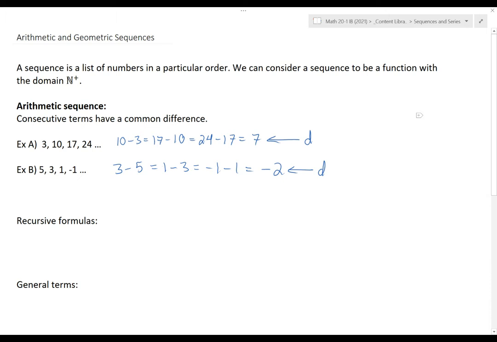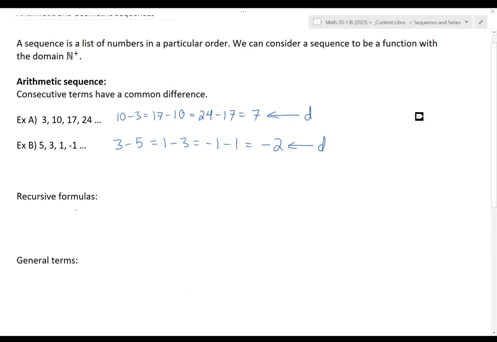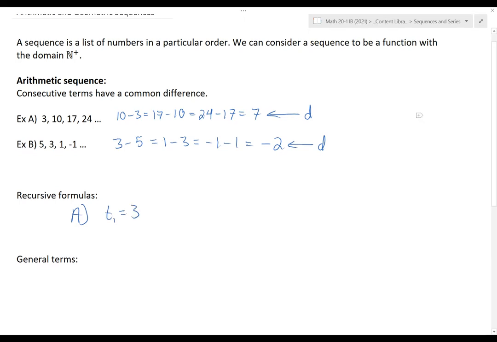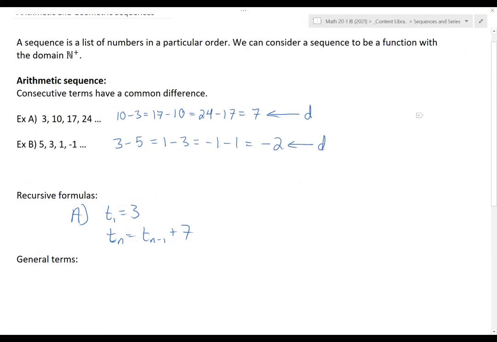There are two different ways of expressing an arithmetic sequence in a formula. The recursive formula depends on the term before, and it requires two parts. So for example A, I have to say the first term. The first term is 3. And then I give you the rule for getting a term from the previous term. So Tn is Tn minus 1 plus 7, because we take the previous term and we add 7. These two equations together define the sequence.